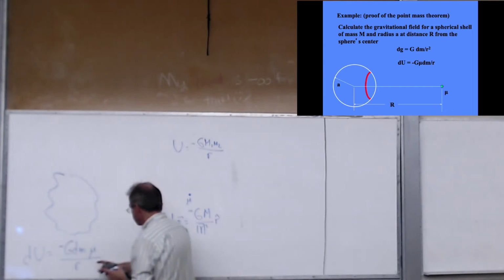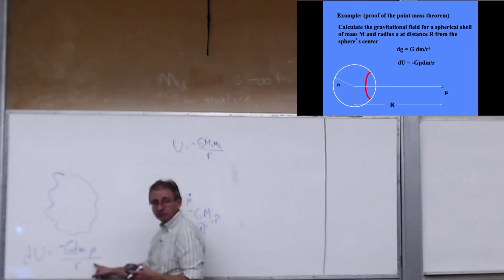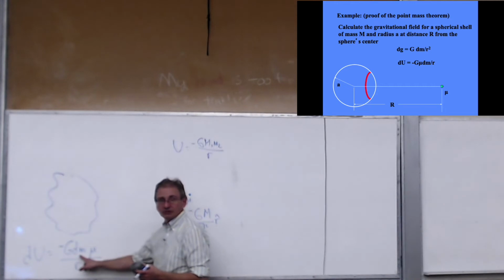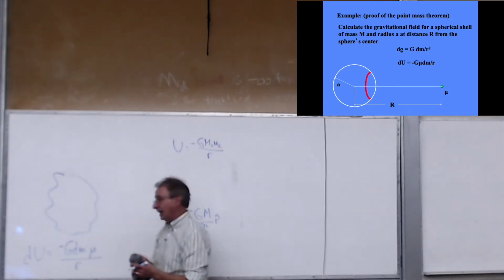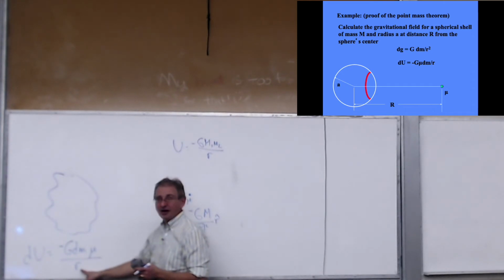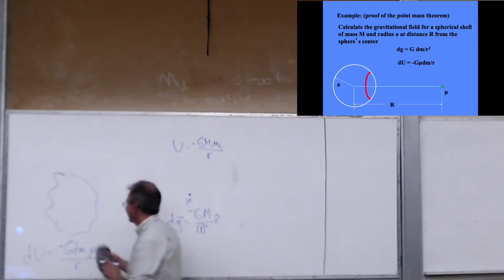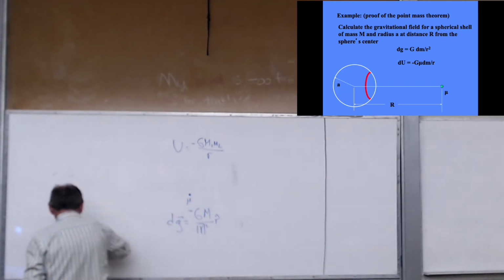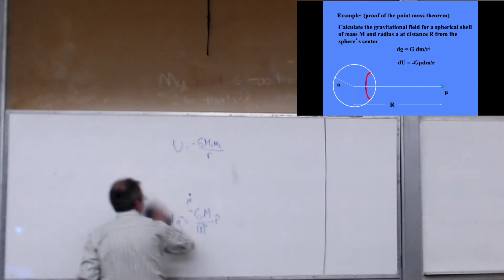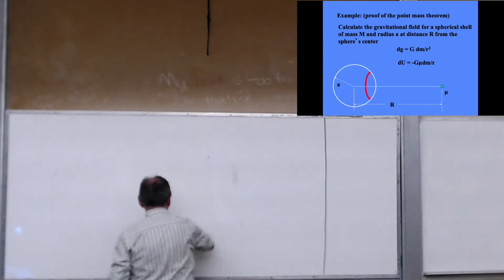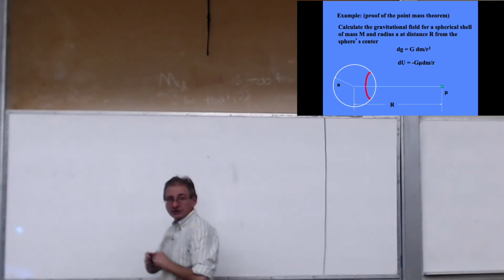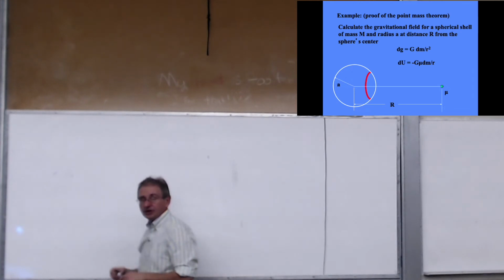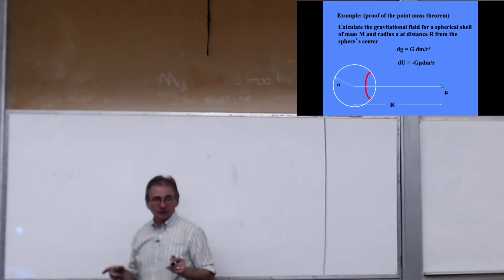I want to set up this integral, but I need to write an expression for my dm for the sphere. I also need to write an expression for r, which is going to be fun. So just bear with me as we go through this. We did this earlier this semester when we calculated the moment of inertia of an empty sphere. I'm going to use the same process.